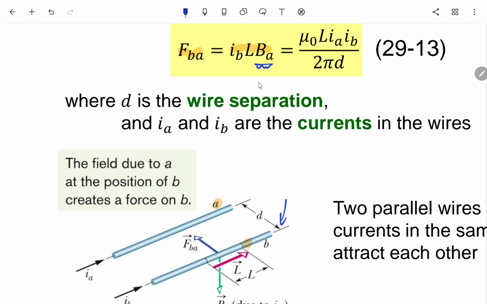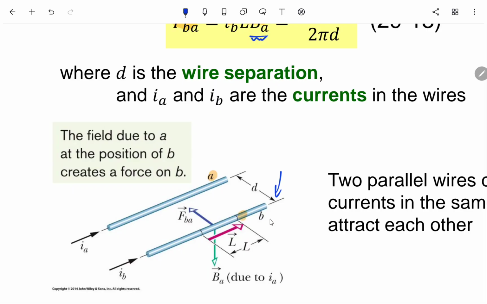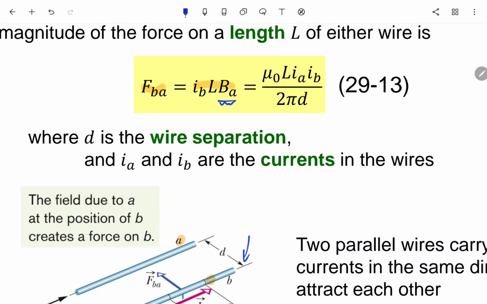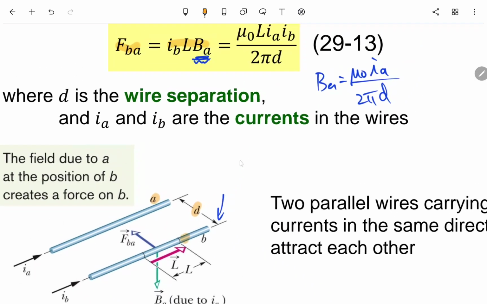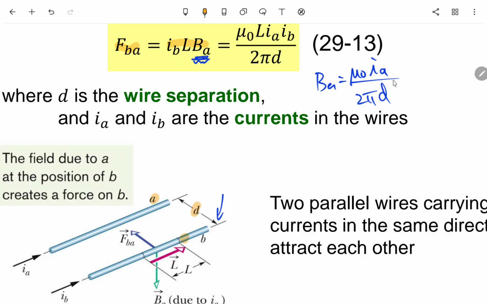So according to the last chapter, the force acting on wire B due to the B field generated by wire A will be F_BA, which is related to the current, times the length, and also times the external B field, which here is B_A. And according to this chapter, B_A will be mu 0 I_A over 2 pi d. Originally it should be 2 pi r, but here the distance between them is d. So mu 0 I_A over 2 pi d, and then we plug this in here.